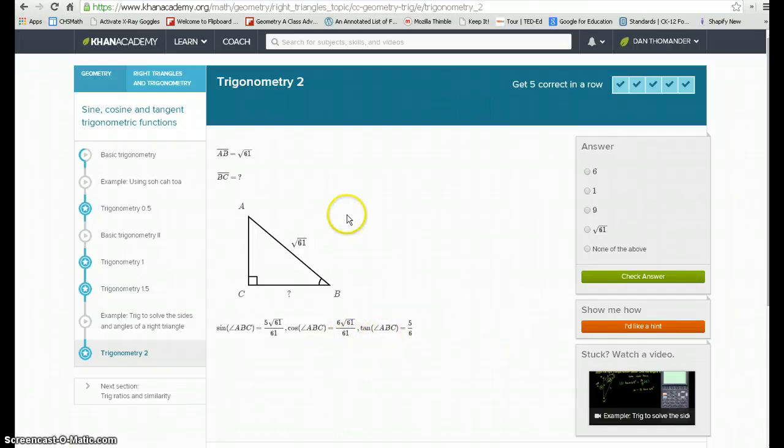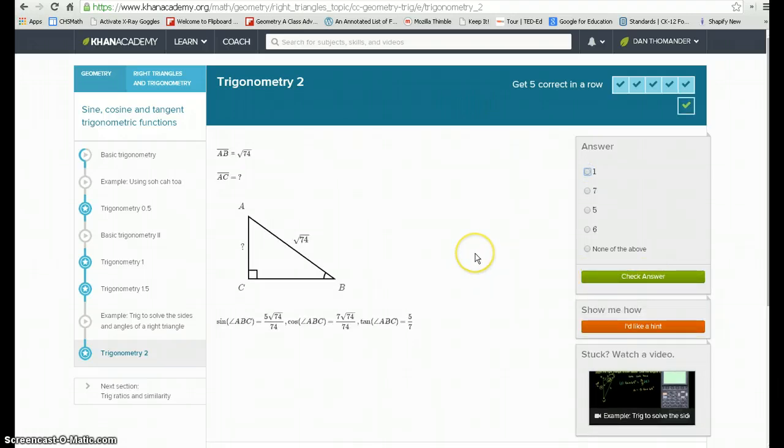Okay, so really, the trick here is just knowing how am I going to write my equivalent ratios. Then solve that equivalent ratio. So in my case, I'm looking for adjacent over hypotenuse, x over root 61, that would be the cosine function. So x over root 61 equals 6 root 61 over 61. And then when I cross multiply and solve for x, I get 6.